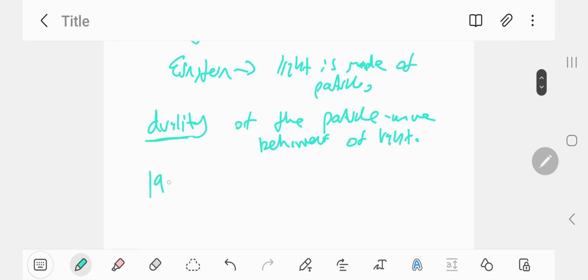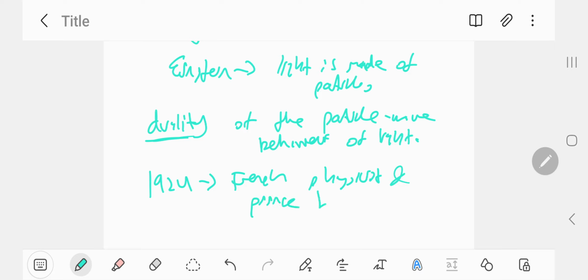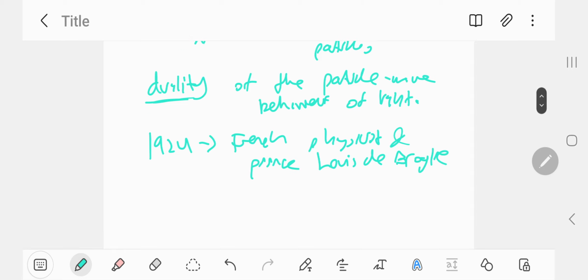And the answer came in 1924 by the French physicist and prince Louis de Broglie in Paris. He introduced the idea that particles may exhibit wave properties. So a particle may be described by a wave. Point-like object, described like that.